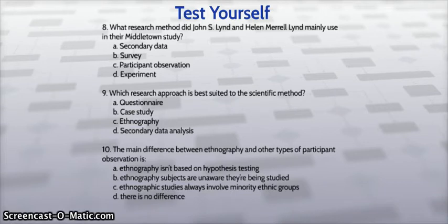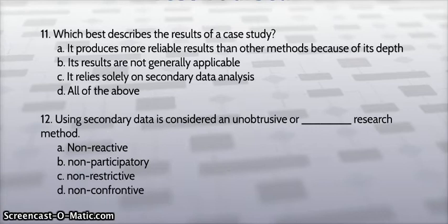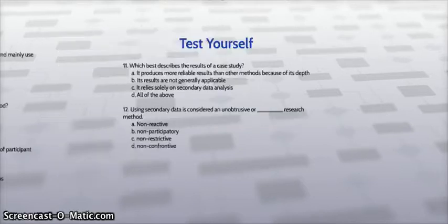The main difference between ethnography and other types of participant observation is? Which best describes the results of a case study? And using secondary data is considered an unobtrusive or blank research method.